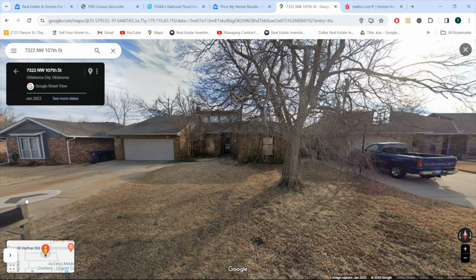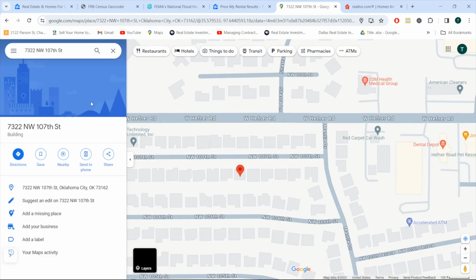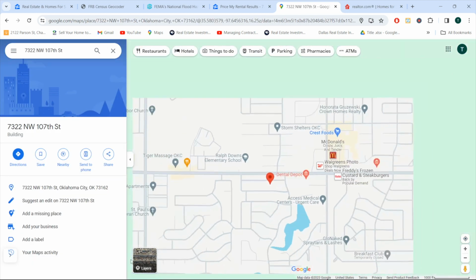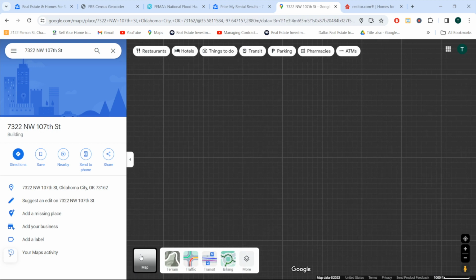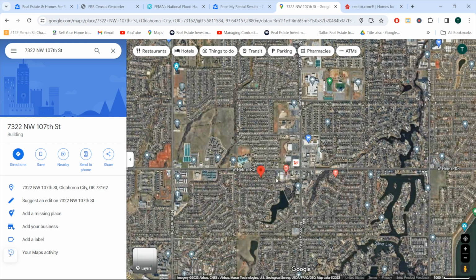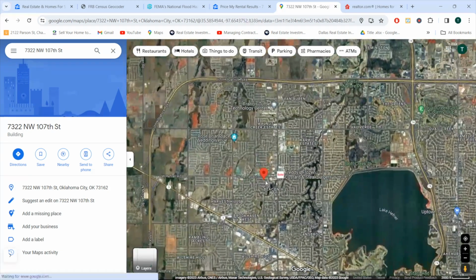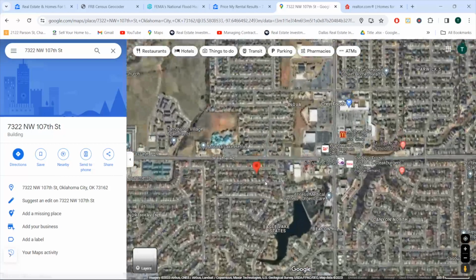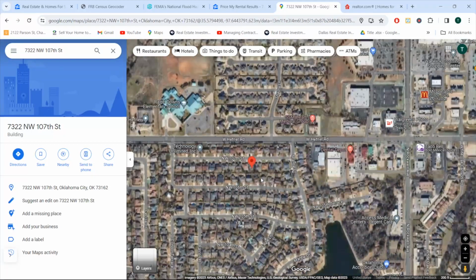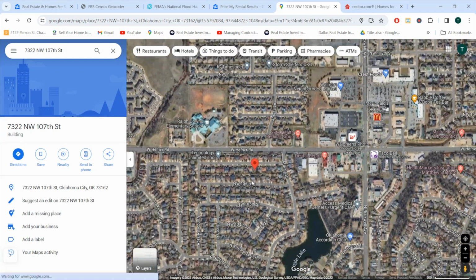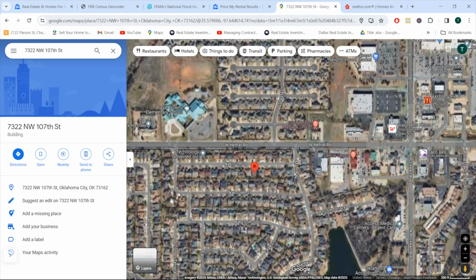So this is what I'm going to do. I'm going to zoom out a little bit, change my layer to satellite here. I'm going to zoom out a bit, and okay, I am in Beacon Hill, so that's good. So guess what? I'm going to be pulling comps in this immediate area. You see my cursor here? I don't even want to cross Hefner Road if I don't have to. I want to stay south of Hefner Road.